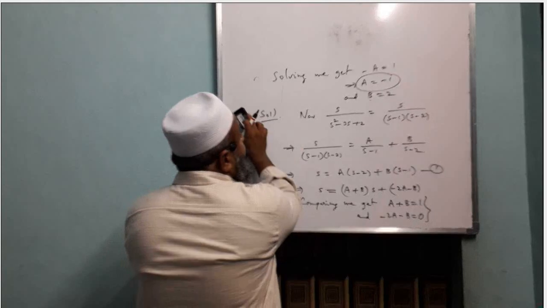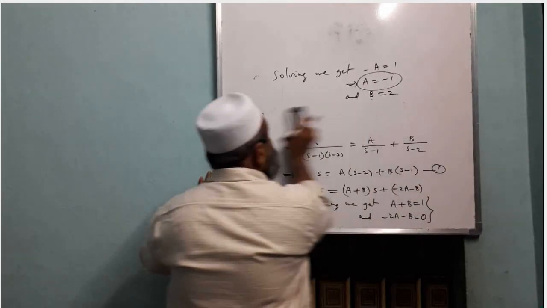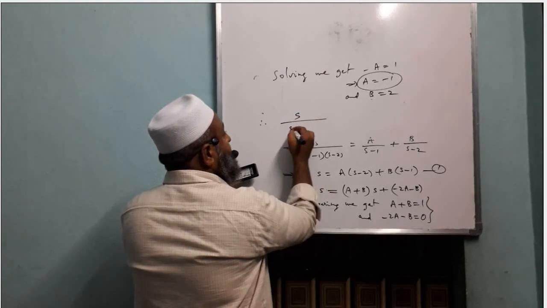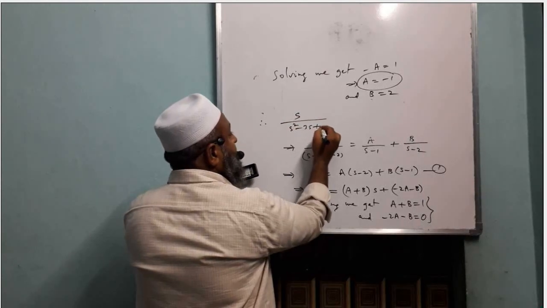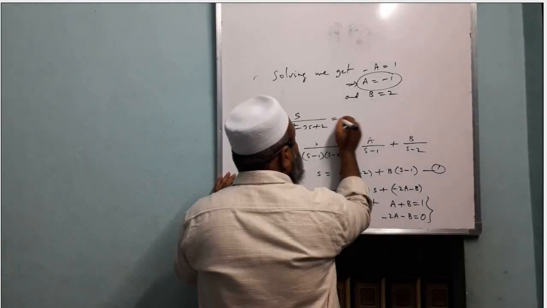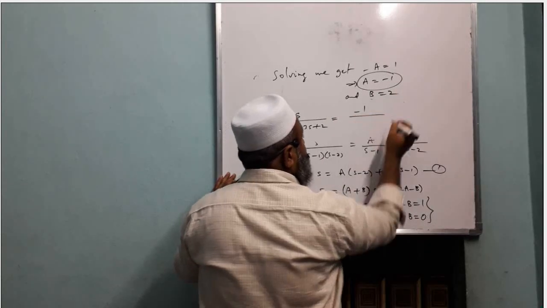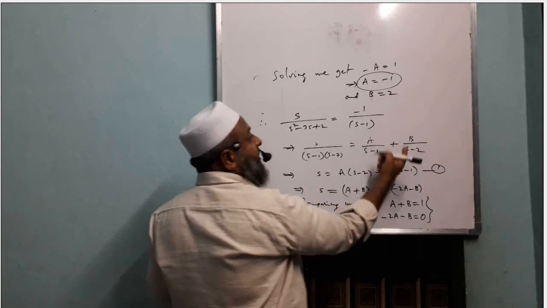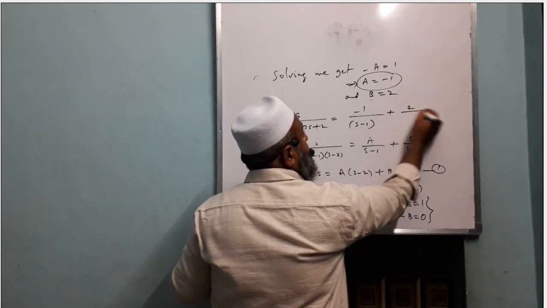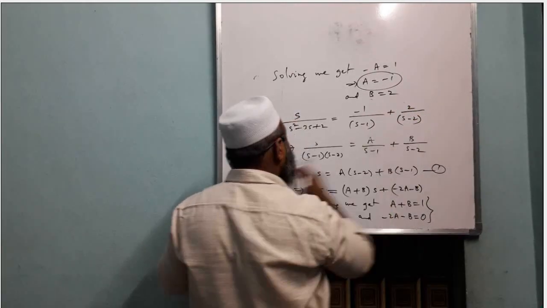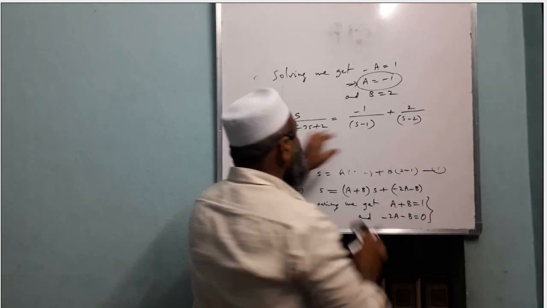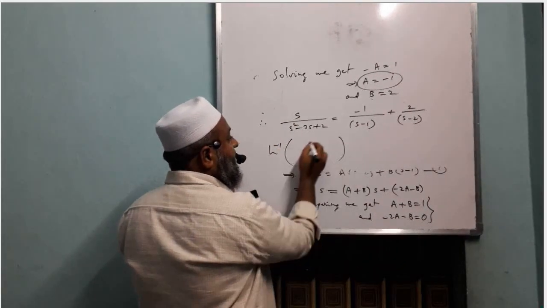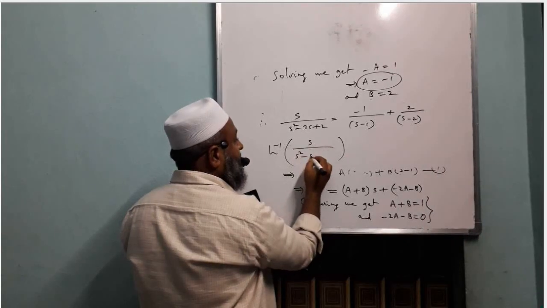Okay, fine. Therefore, what comes now is, therefore s by s square minus 3s plus 2 is equal to minus 1 by s minus 1. I am just substituting the value of a and b. So plus 2 by s minus 2. So when we are able to break this here, then the next step is just to apply the inverse Laplace transform on both the sides.